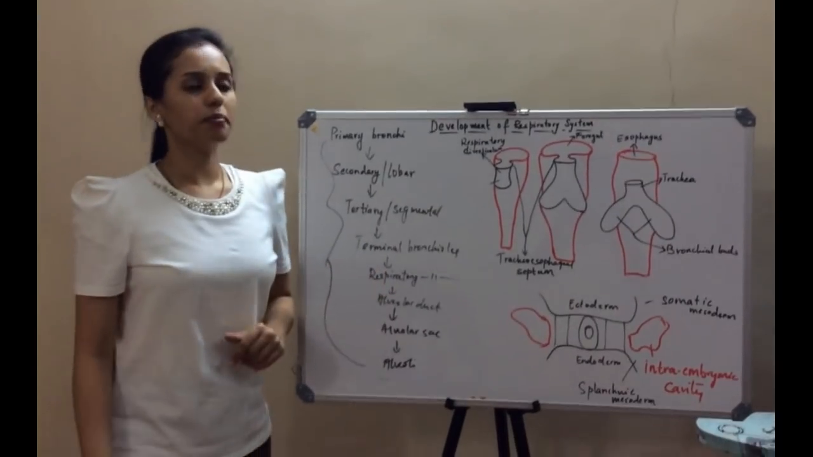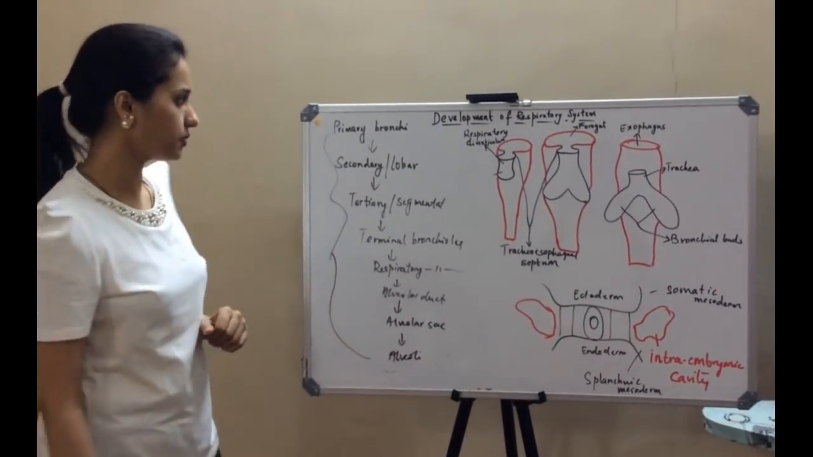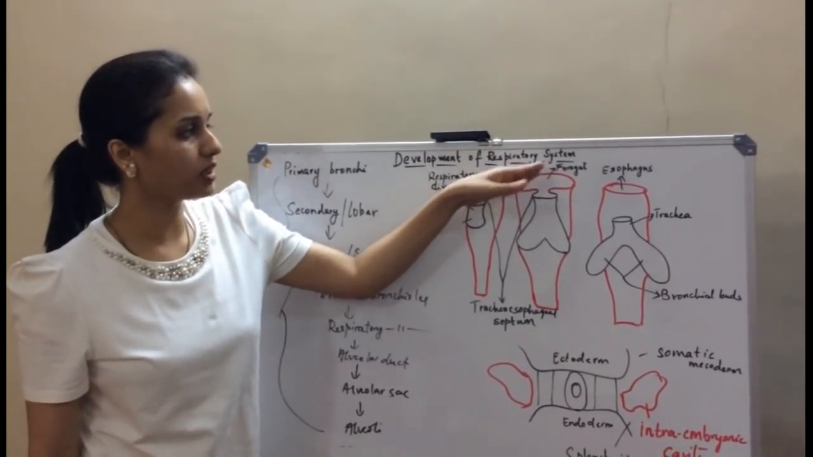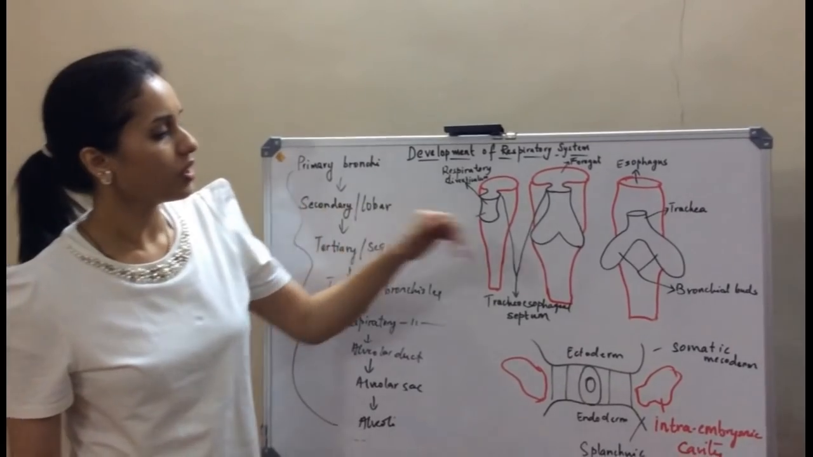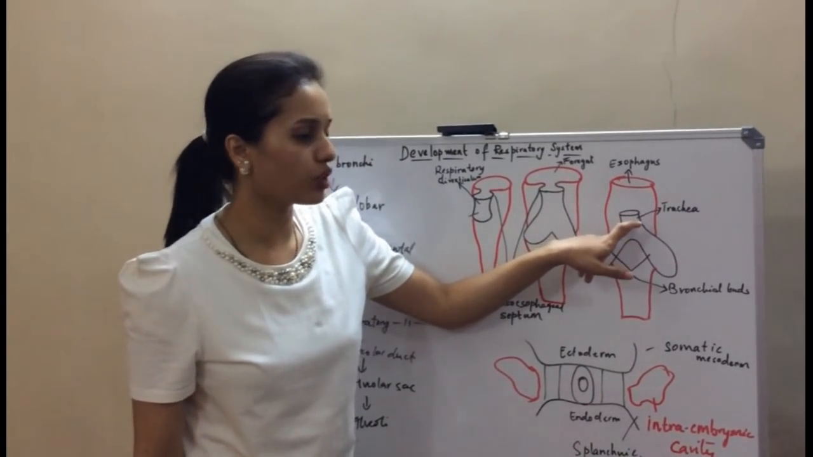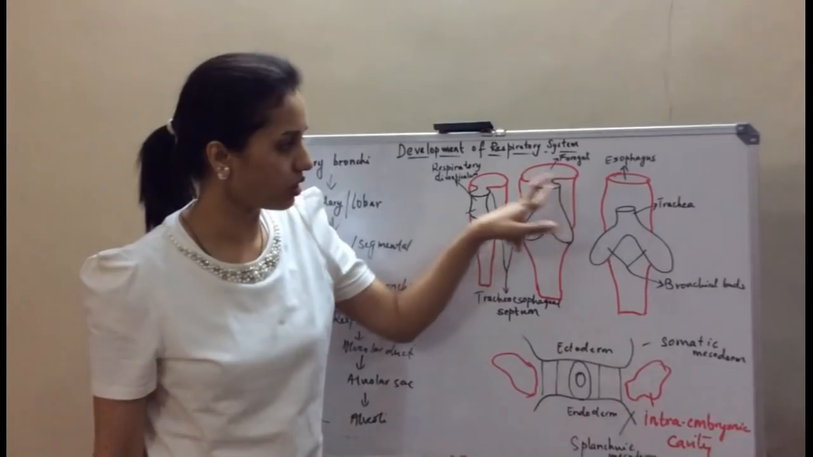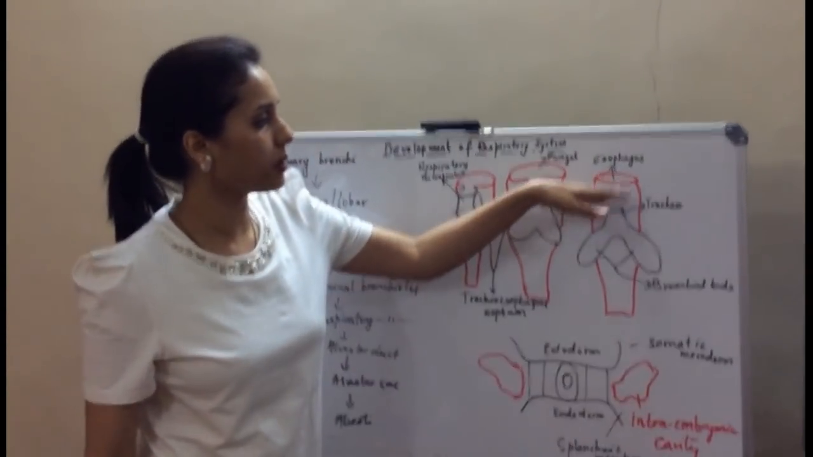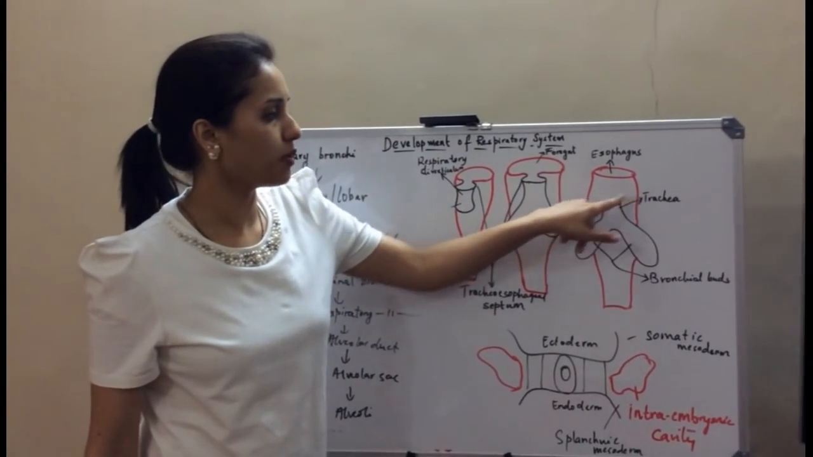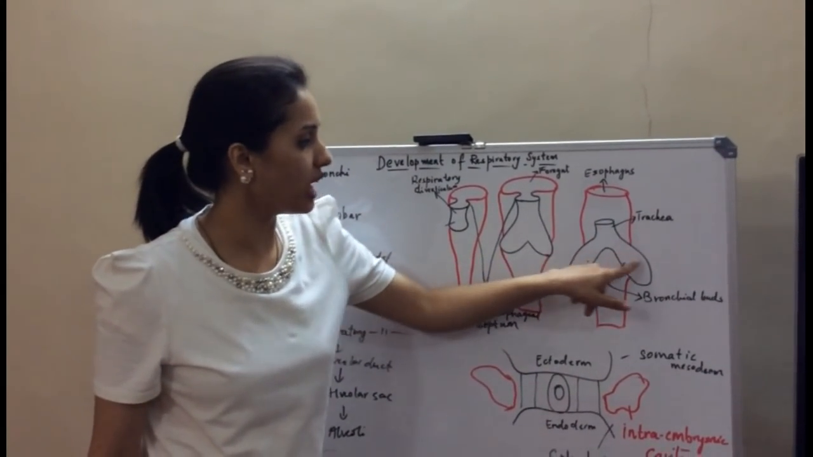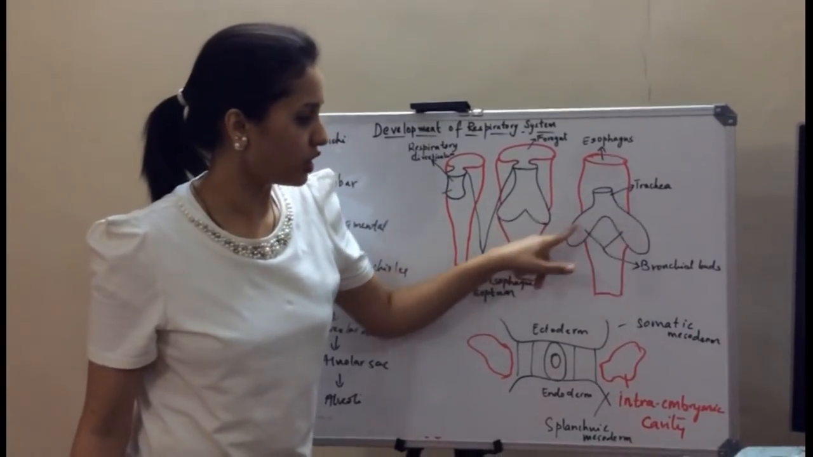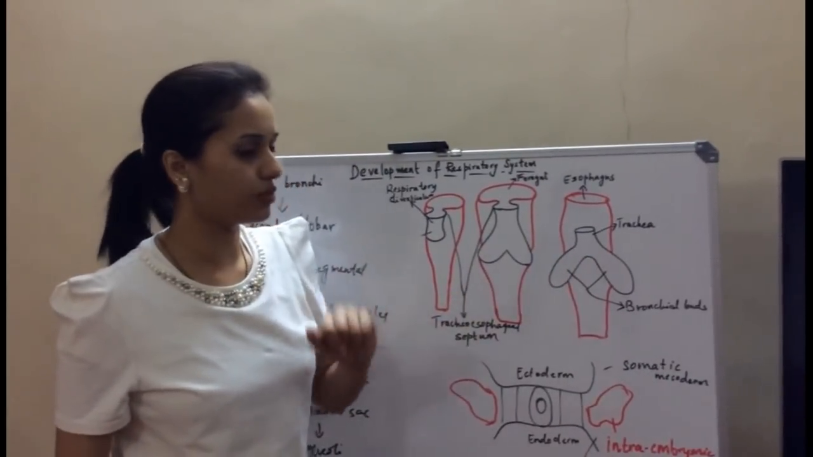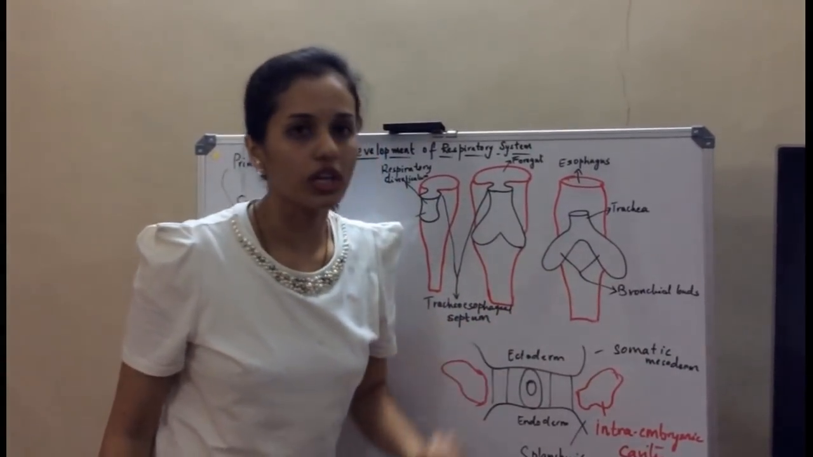Now coming to the development of trachea, bronchi and lungs. As the diverticulum or lung buds separate from the developing foregut, what happens? There will be formation of trachea. You can see the lung buds or the diverticulum is expanding and growing caudally. As they separate from the foregut, there will be formation of trachea and two lateral outpocketings on either side of the trachea, which are called bronchial buds.